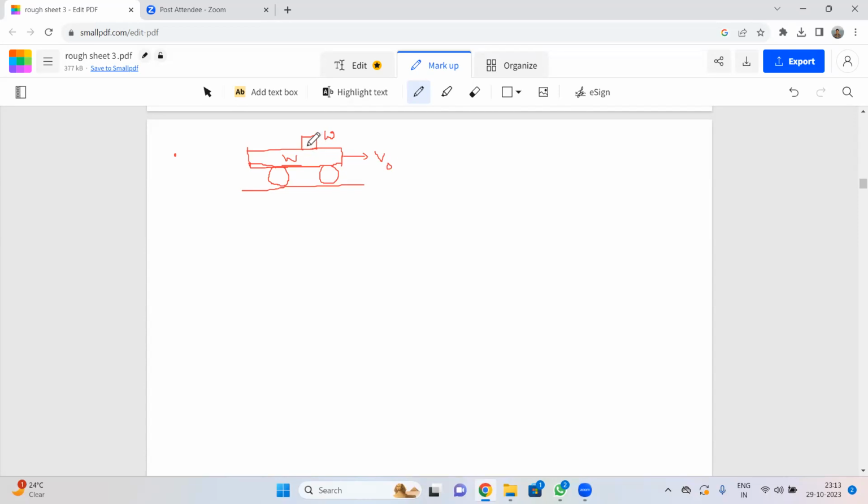Now it is given that if that man moves in the opposite direction with a velocity small u, then what is going to be the increment in the velocity of that car?